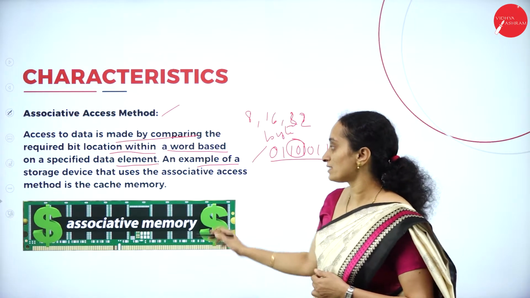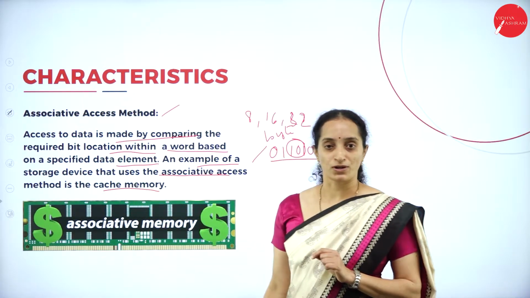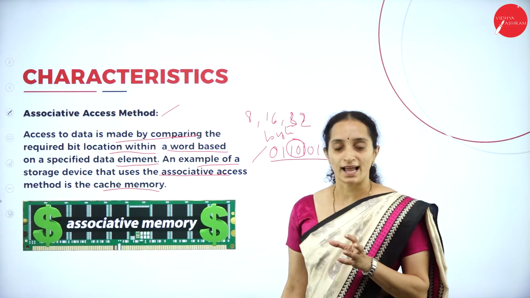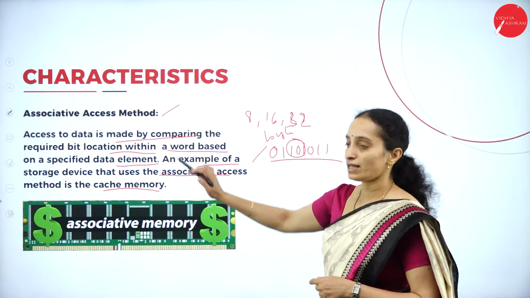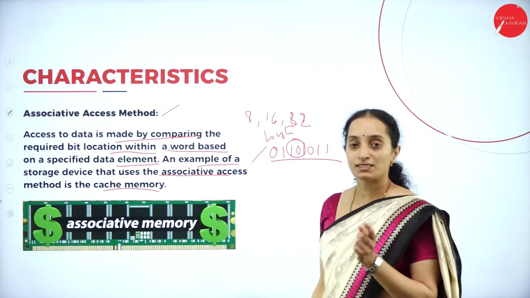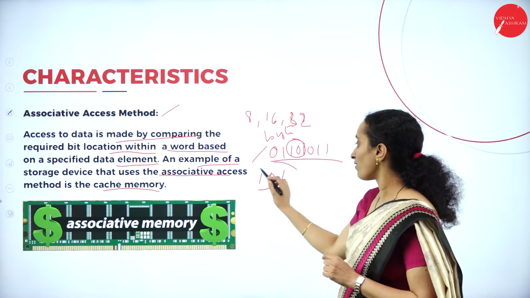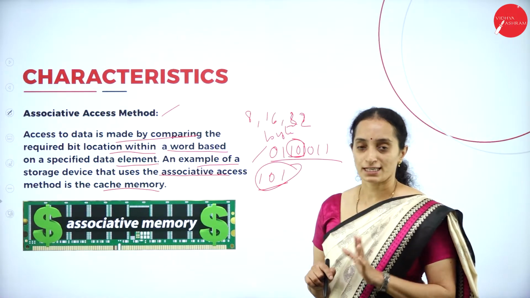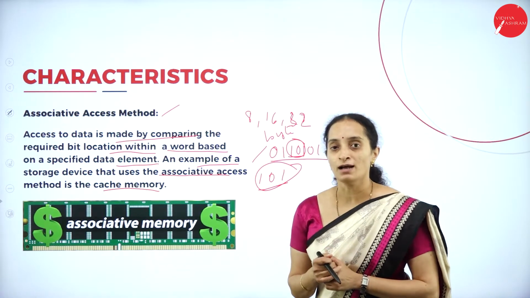An example of a storage device that uses the associative access method is the cache memory. Here, speed is the main thing, isn't it? We can't go on searching for the data element in all the available memory locations. Instead, we compare the required bit location within a word based on the specified data element. So the processor will go on looking for the combination of 101. If the CPU is successful in getting that data, it is going to be fetched by the processor.